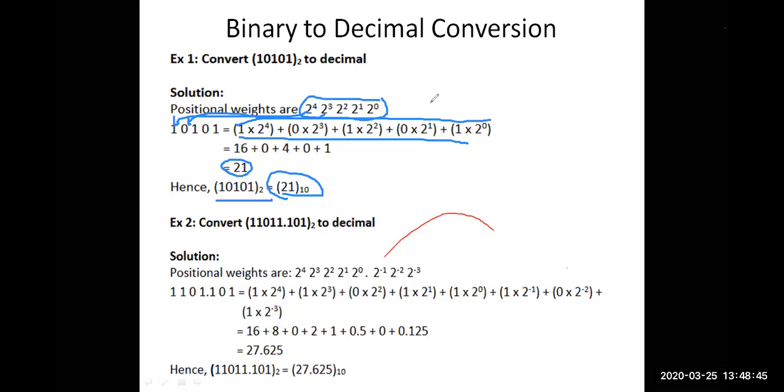Okay, so the next example is 11011.101. This is now in the fractional form. So the binary number is here, and we just want to convert this binary number.